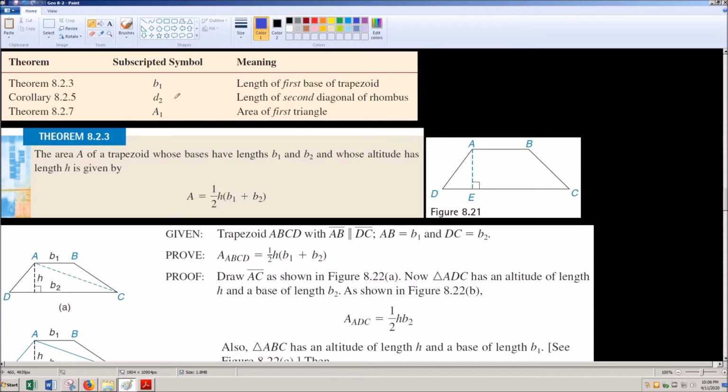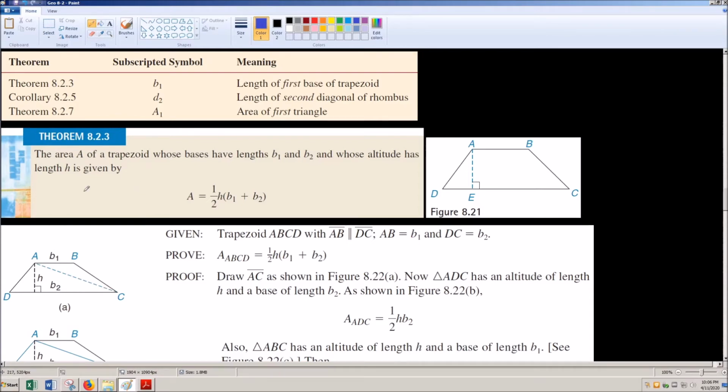When we're looking at this, just some subscript symbols here. D2 they're calling the second diagonal, B1 is what they're calling the first base, and A is just the area of the first triangle. So in this proof that we're going to look at, this is just the notation they're using. But it's all stuff we've seen before, and it should be fairly self-evident because we'll have a line like this and they'll refer to it as a diagonal.